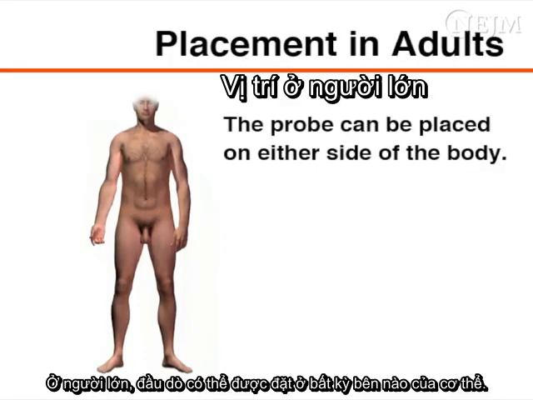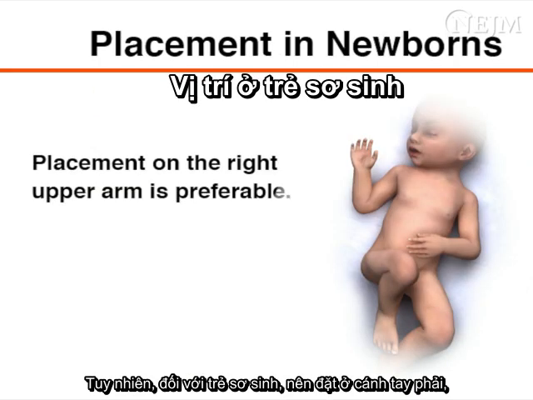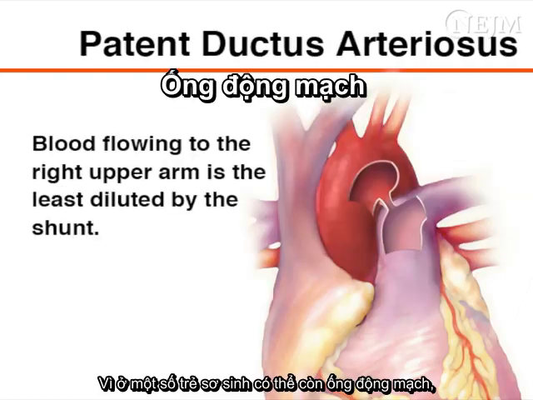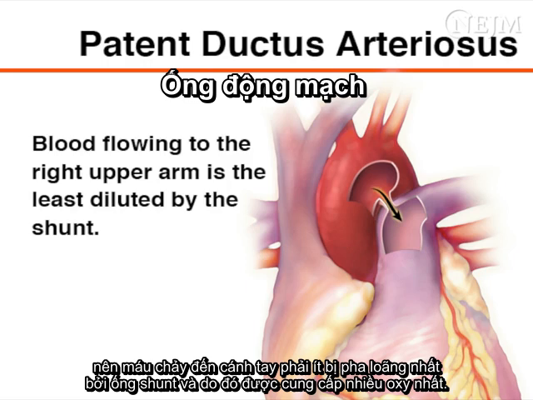Feet, cheeks, nose, and tongue may be used in cases of low peripheral perfusion. In adults, the probe can be placed on either side of the body. In newborns, however, placement on the right upper arm is preferable because of the possibility of a patent ductus arteriosus. Blood flowing to the right upper arm is the least diluted by the shunt and is therefore the most oxygenated.